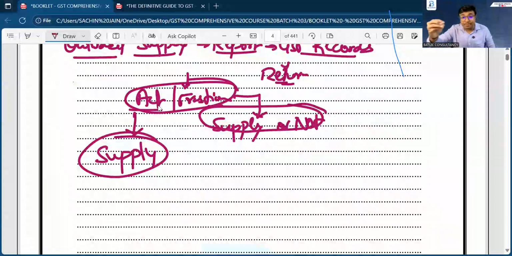Whenever your client comes to your place and says I am dealing in this particular type of goods or this particular type of services, is GST applicable or not? First, in our brain, we have to determine whether this activity or transaction is a supply or not. Then afterwards we'll decide whether GST will be applicable or not. That is the next question.